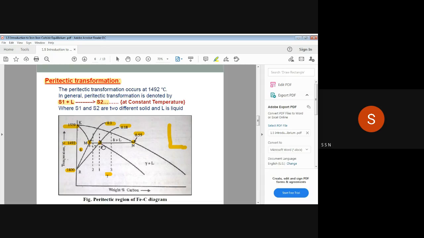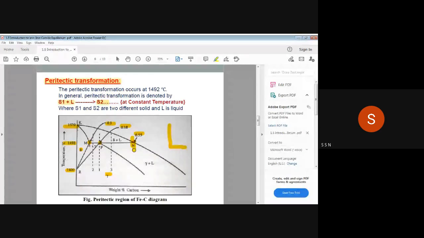लिक्विड आर्म लेंथ कुठली आहे? पी एन. पी एन डिवायडेड बाय टोटल आर्म लेंथ इज एम एन. पी एन डिवायडेड बाय एम एन. यू विल गेट अ पर्सेंट. इंटू 100 केलं तर पर्सेंटेज, इंटू 100 यू विल गेट पर्सेंटेज ऑफ सॉलिड फेज. पर्सेंटेज ऑफ लिक्विड, जे लिक्विड आहे ते या साईडला आहे.